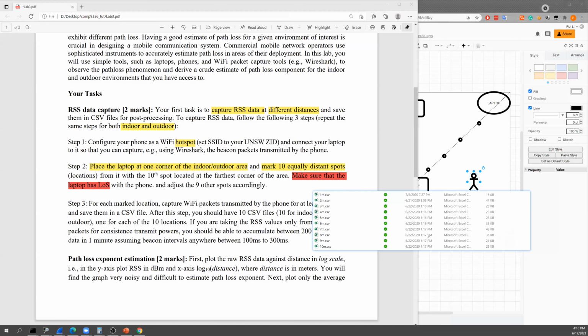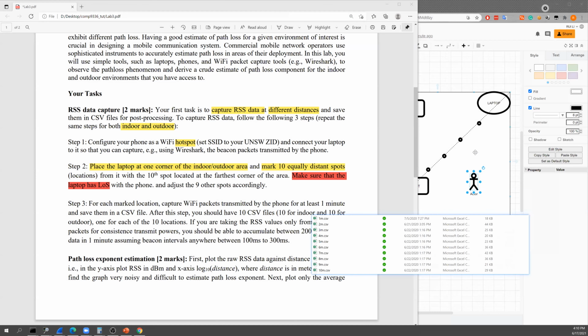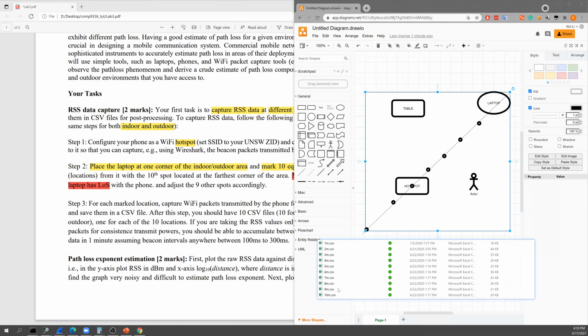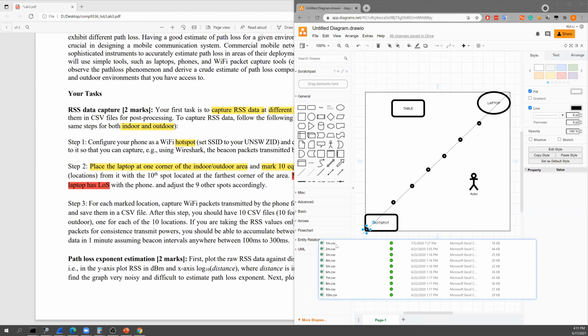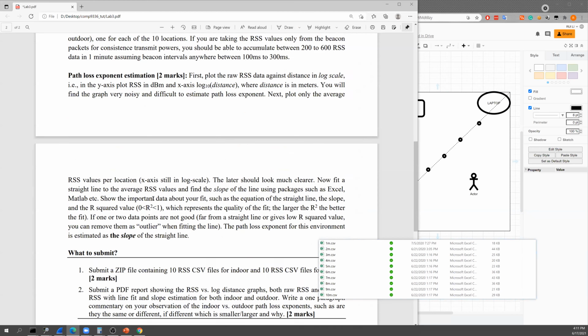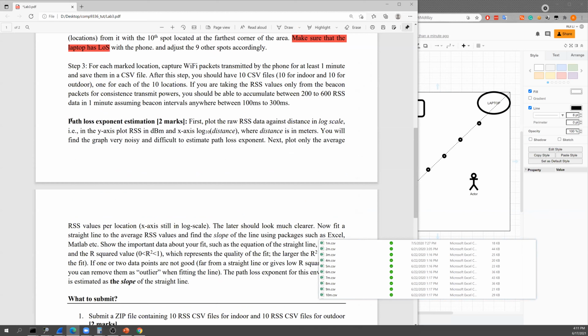For example, my data has 10 meters as my farthest distance. So my point here is 10 meters. This one is 9 meters. So I will get 10 different CSV files and save them onto my desktop. Then I can use these files to generate my report in the second task here.